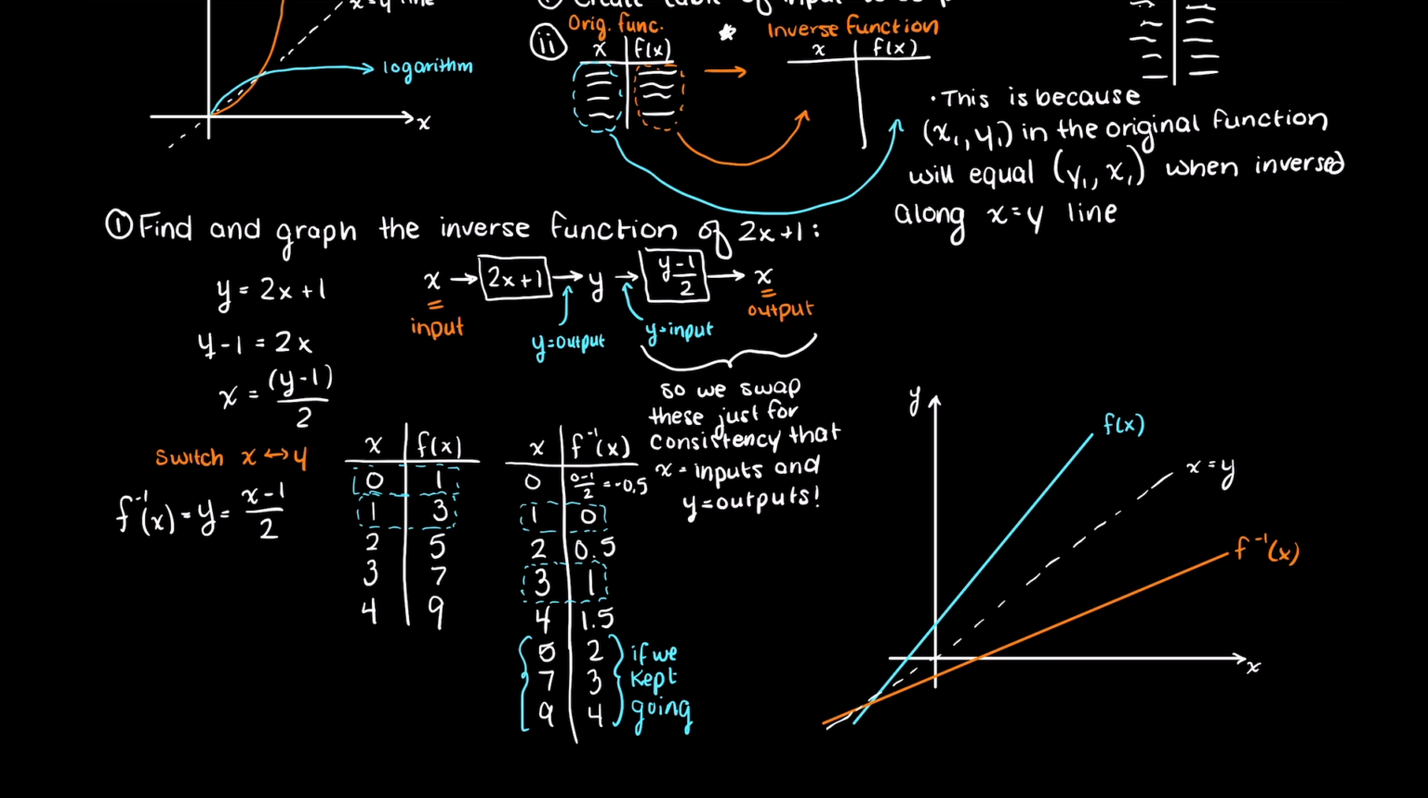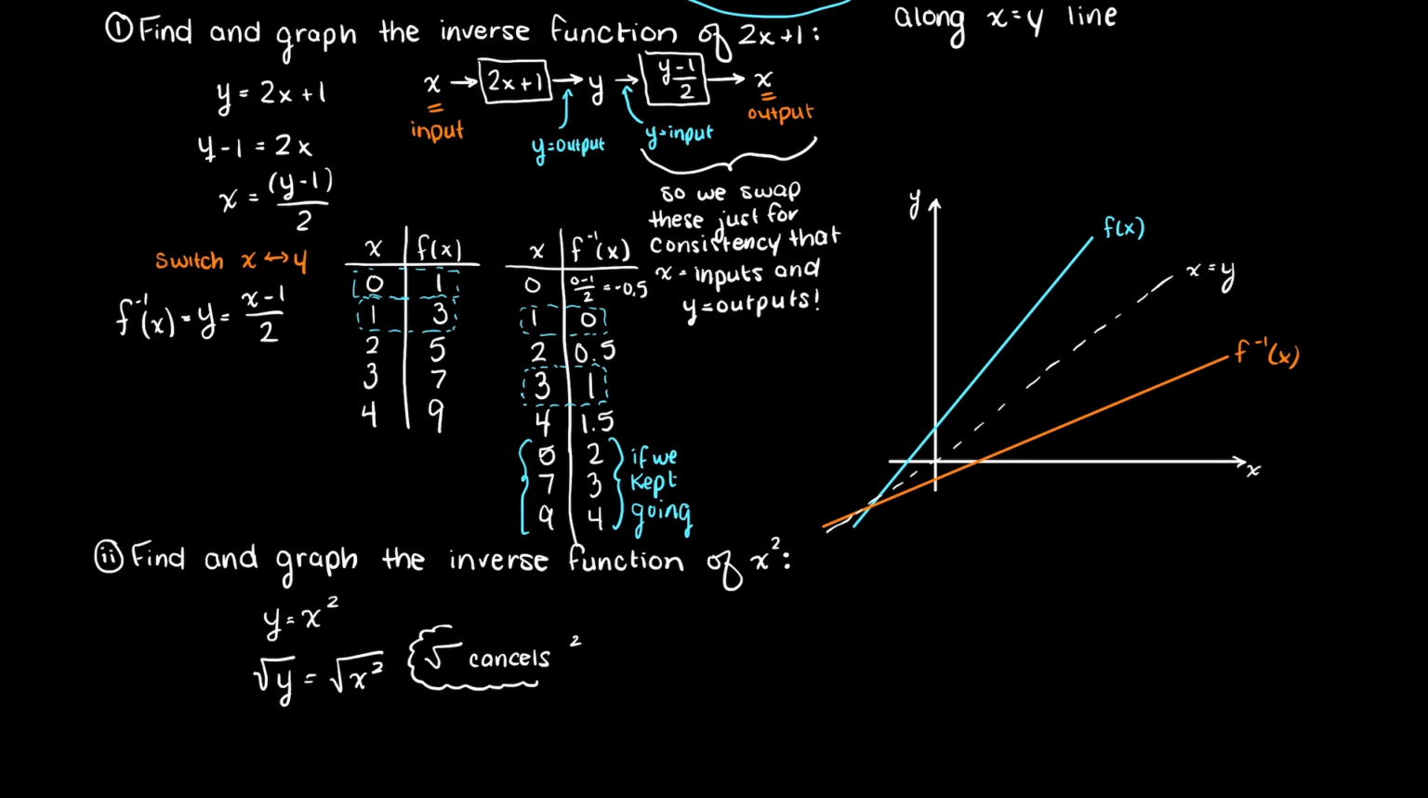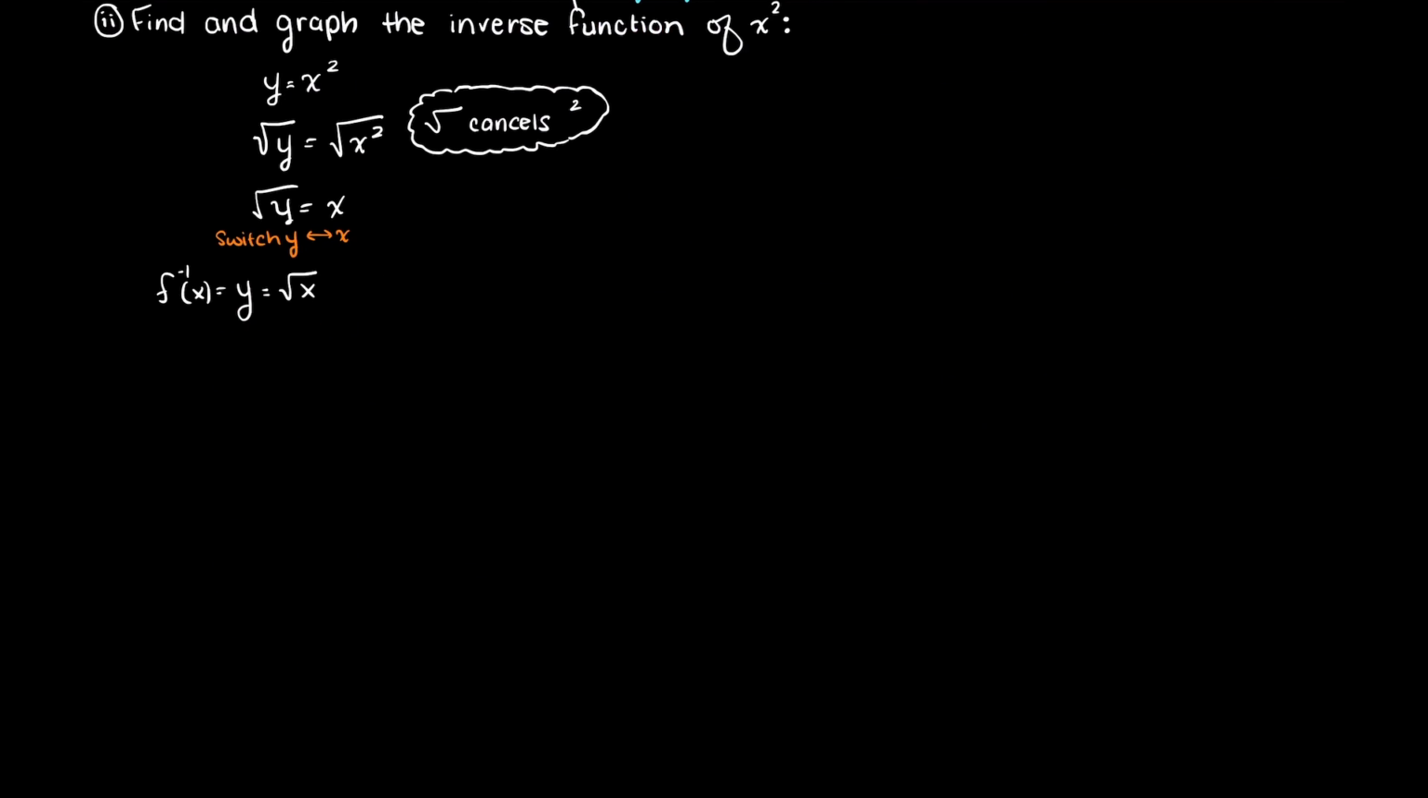Let's do another example. Let's say that we have x squared. The inverse of this function is the square root of x. Then all we have to do is change our x's to our y's, and we get that y equals the square root of x for our inverse function.